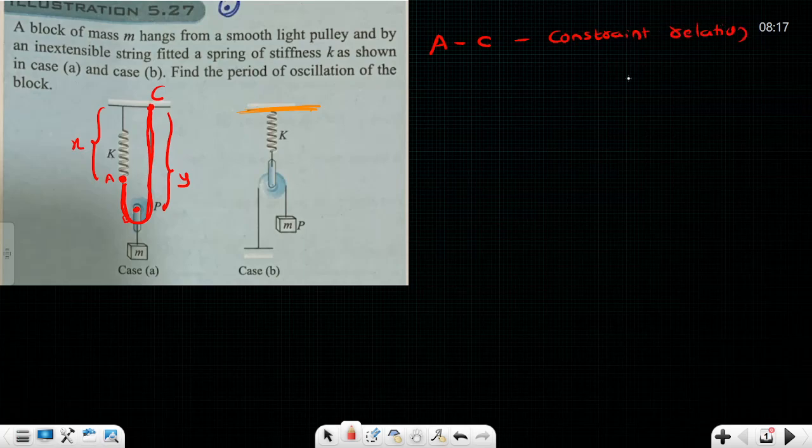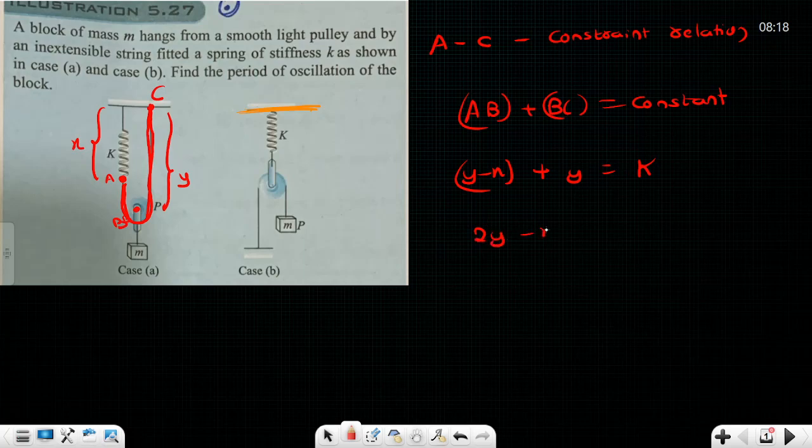How to apply? Because it is a constant length. Let's say from the ceiling, the length of point A is x, and from the ceiling the length of point B is y. And now if you want to take the length of the string, the AB length plus BC length is always constant. AB length is y minus x and BC length is y, equal to constant k. So 2y minus x is equal to constant.